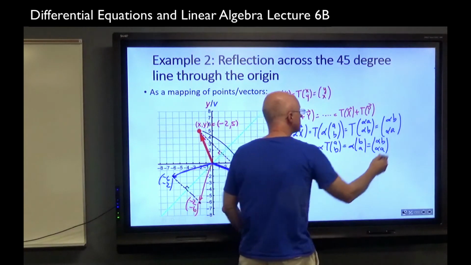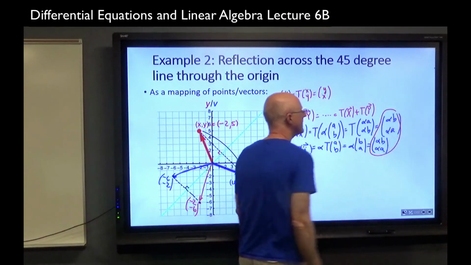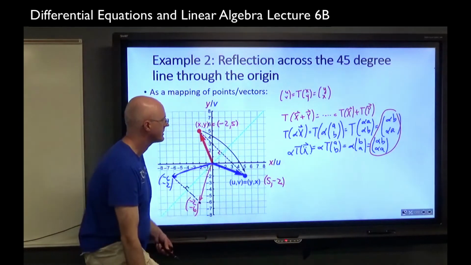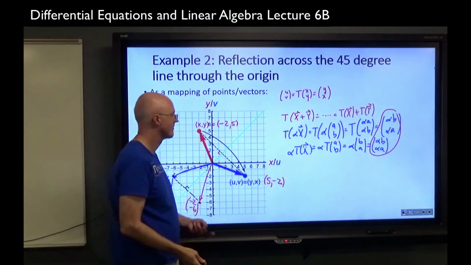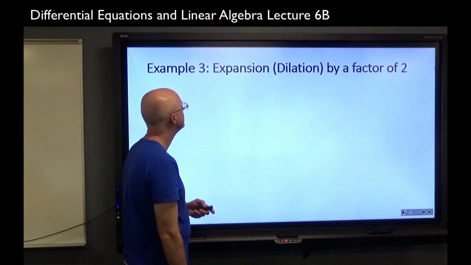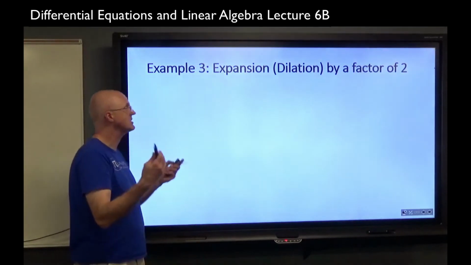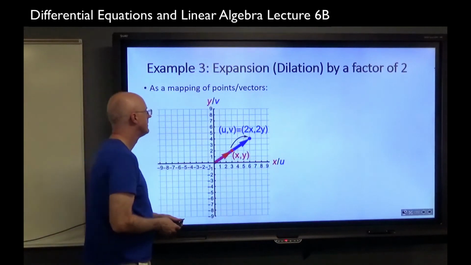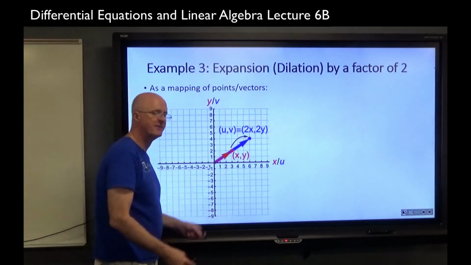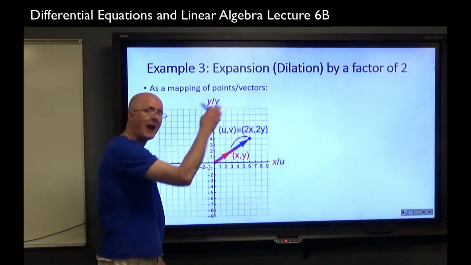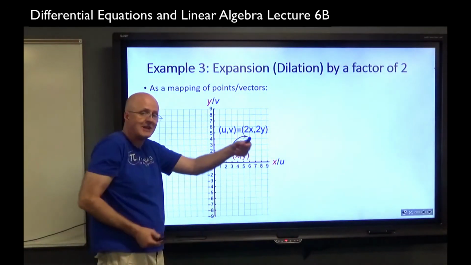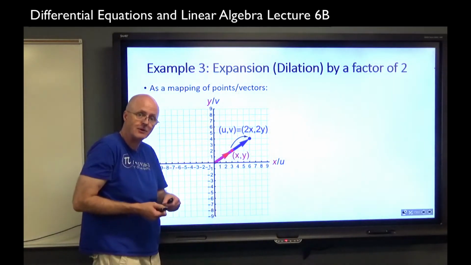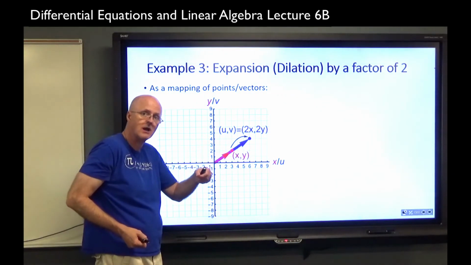These two things match. Operation preserving property of linear transformations. Expansion or dilation is another word you can use, by a factor of 2. It moves points twice as far away from the origin along the same ray, or stretches the vector by a factor of 2. It points in the same direction, but it's twice as long.